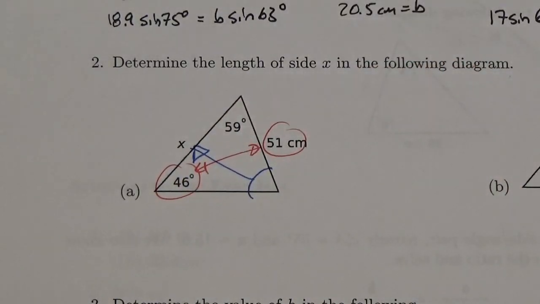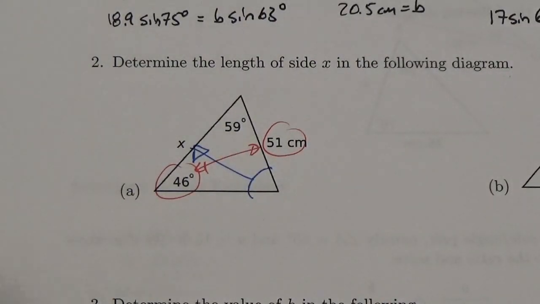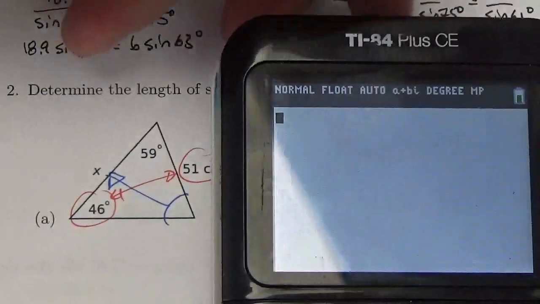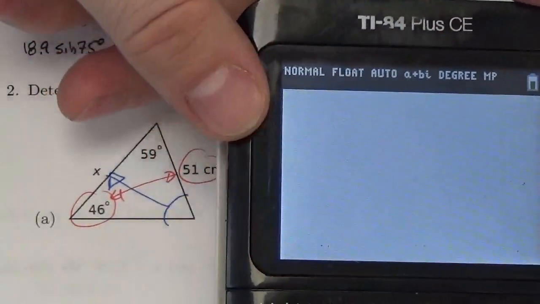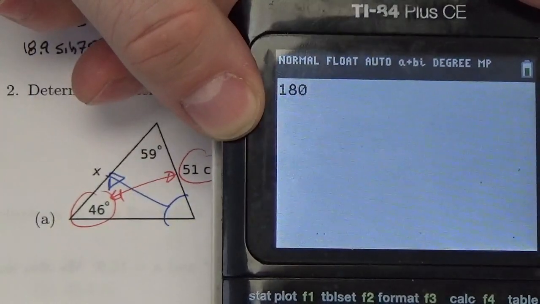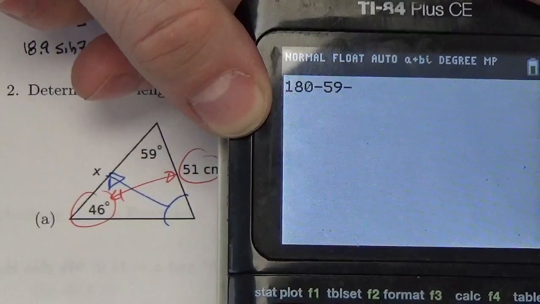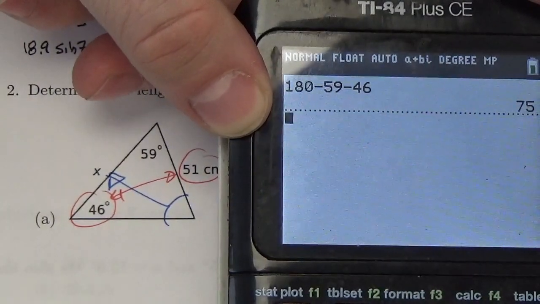Now, fortunately, what I do know is these two angles right here. And remember, if you know two angles in a triangle, then you automatically know the third one. You just have to find it. I know that the angles have to add up to 180. So if I take 180 and subtract 59 and then subtract 46, I'll get 75.